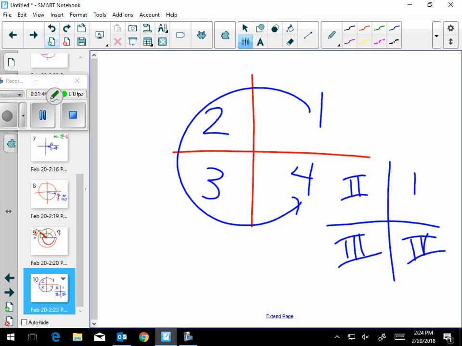Now, some people ask, what about this line that's exactly between the two quadrants? Which quadrant is it in? It's not. It's between quadrants 2 and 3. You get what I'm saying? It walks the line, kind of like Johnny Cash. So how about 270? Think about where it is. Where's 270? Between 3 and 4. It's down here. That's 270.